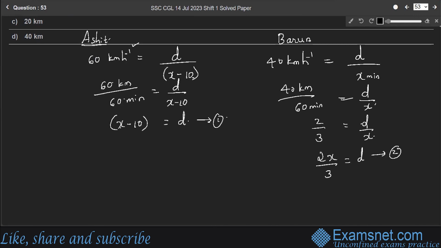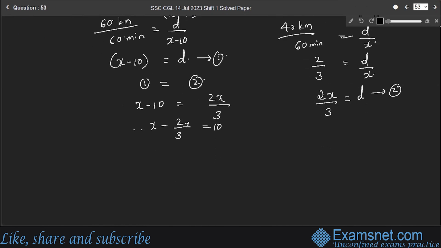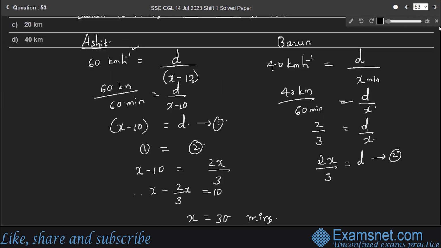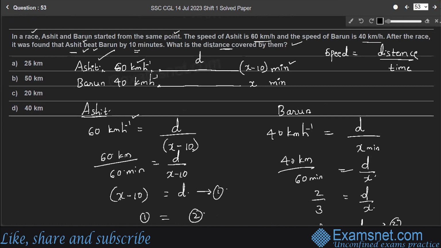So we can equate equation 1 and 2, right? Because both of them have covered the same distance, therefore x minus 10 is equal to 2x by 3. Therefore, x minus 2x by 3 is equal to 10, right? Therefore, x is equal to 30. So, since x is time, x is equal to 30 minutes. So, Varun took 30 minutes of time, whereas Ashit took 30 minus 10, which is 20 minutes of time.